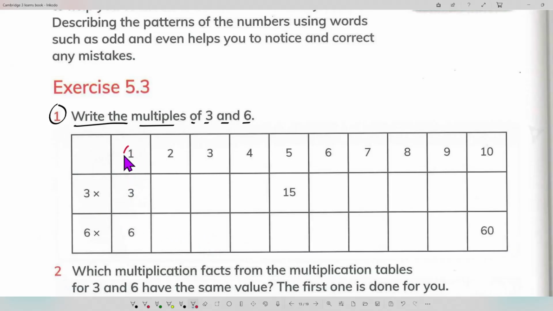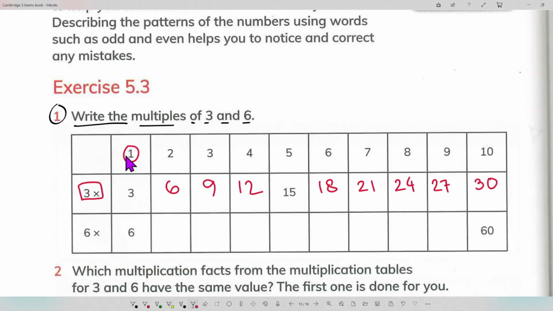Like here is 1 and here is 3 times. It means 3 times 1 is 3. Similarly, 3 times 2 is 6, 3 times 3 is 9, 3 times 4 is 12, 3 times 5 already given, 3 times 6 it will be 18, 3 times 7 is 21, 3 times 8 is 24, 3 times 9 is 27, 3 times 10 it will be 30.